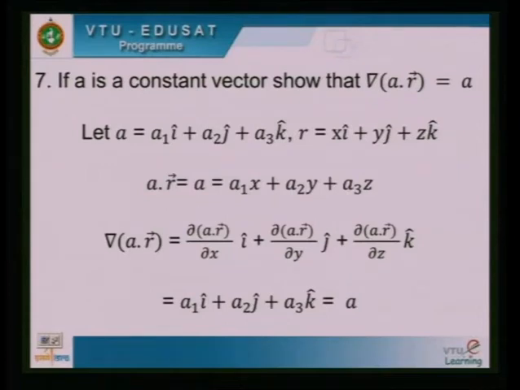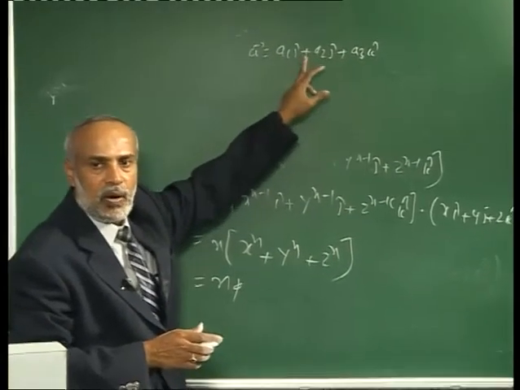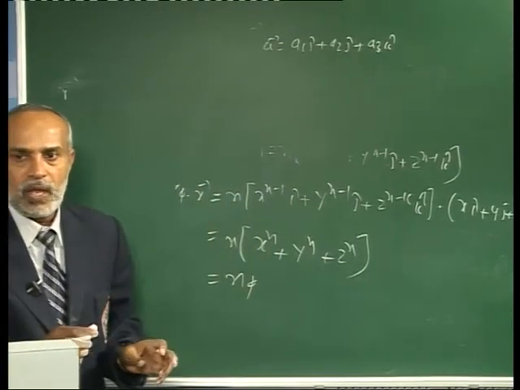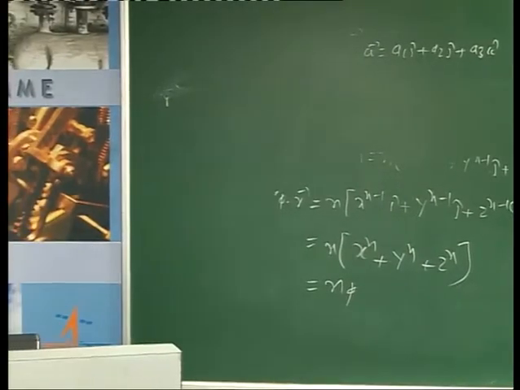Next, if a is a constant vector, show that gradient of a vector dot r vector is equal to a. First, you can write a vector. What is a vector? A vector is a constant vector, that is given. A vector is a constant vector means, say a vector is equal to a1 i vector plus a2 j vector plus a3 k vector. This is a constant vector, you have to write it. That is, a vector is a constant vector, a1 i vector plus a2 j vector plus a3 k vector. a1, a2, a3 are constants. Then what is given? You have to find gradient of a vector dot r vector is equal to a.